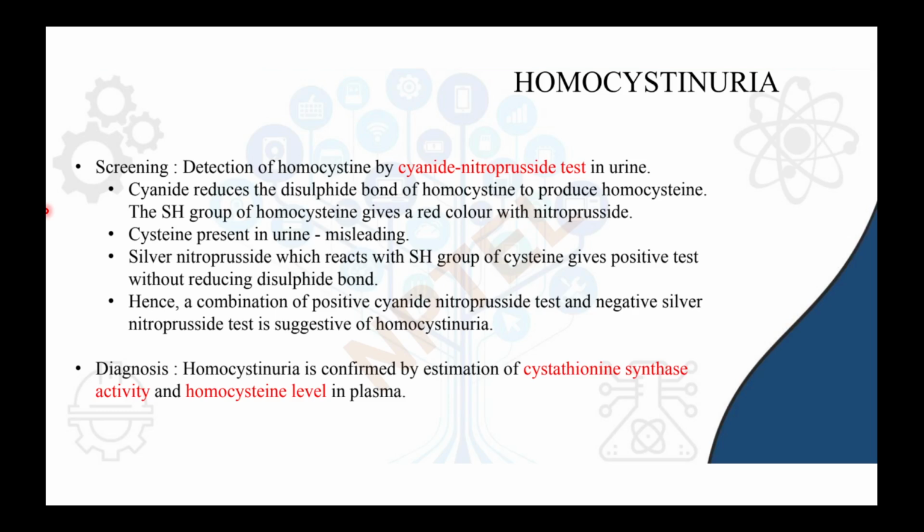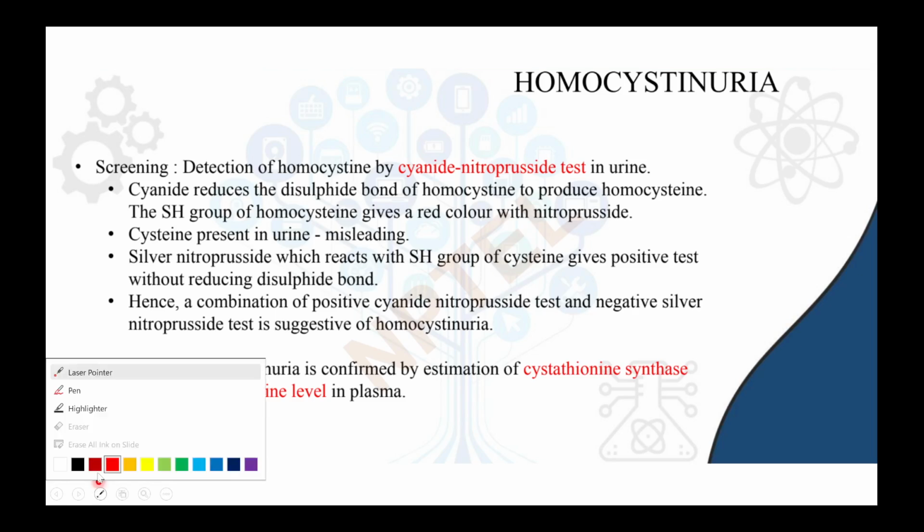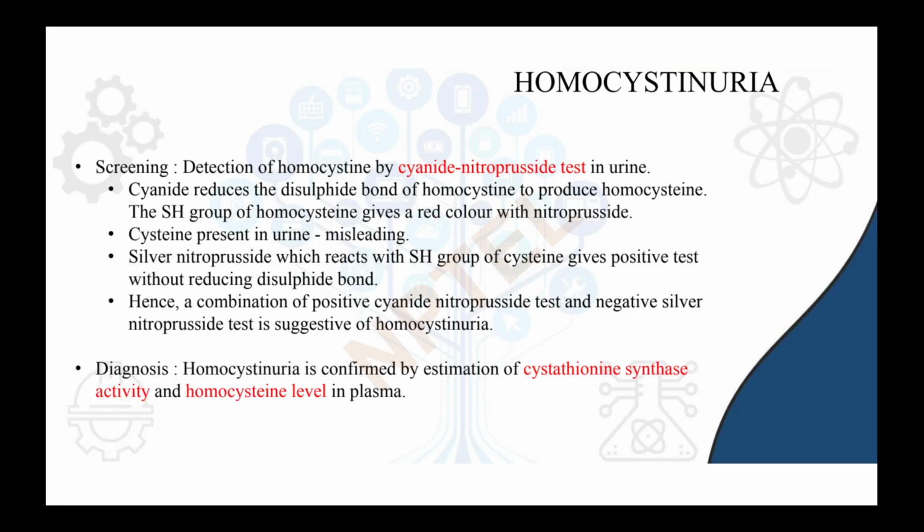This cyanide reduces the disulfide bond of homocystine to produce homocysteine. So you see the spelling difference here. This is important. This homocystine is a dimeric form. It is written T-I-N-E, right? And if I'm writing T-E-I-N-E, that means it is a monomeric form.